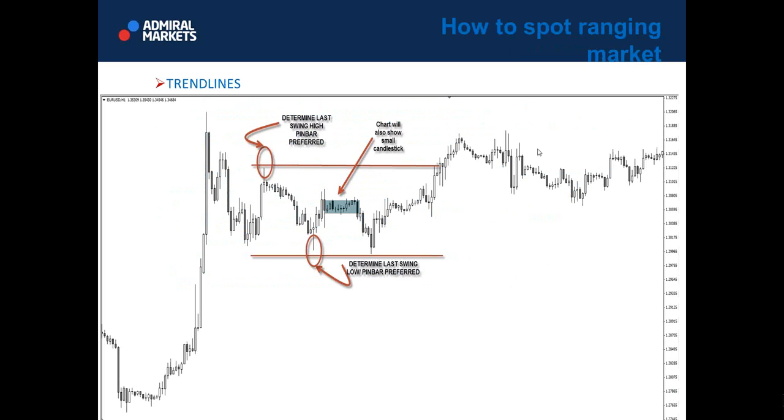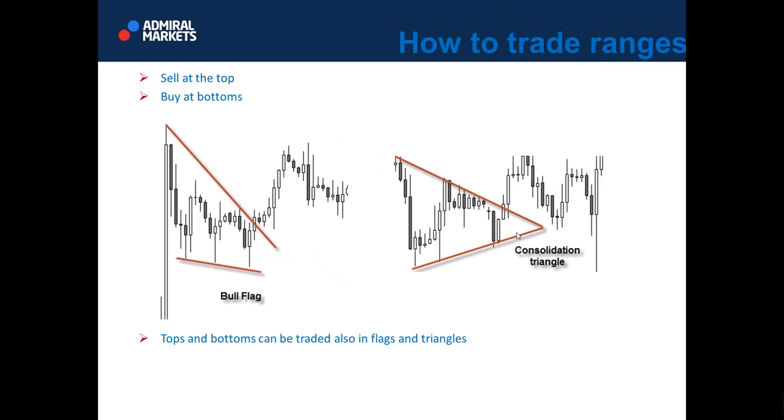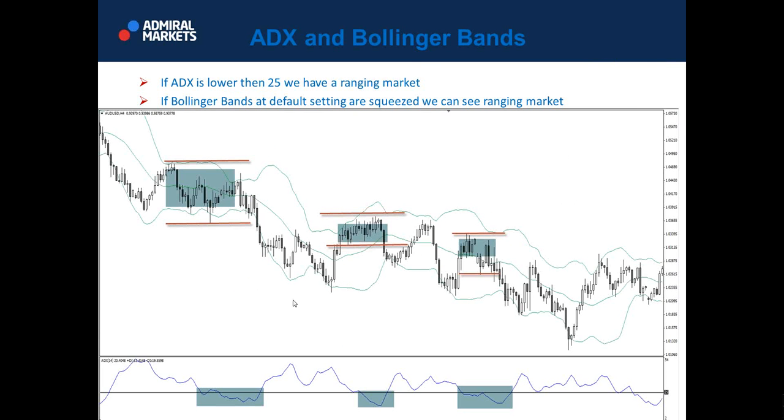Ranging market: pin bar, mark the range and trade the breakout, or trade the top and the bottom. ADX lower than 25 marks the ranging market. Bollinger Bands middle line, if it's flat, marks a ranging market until it shifts in the direction of the trend, to the downside in these examples.